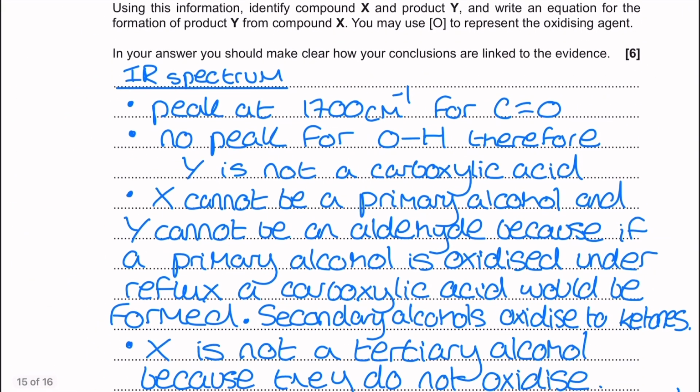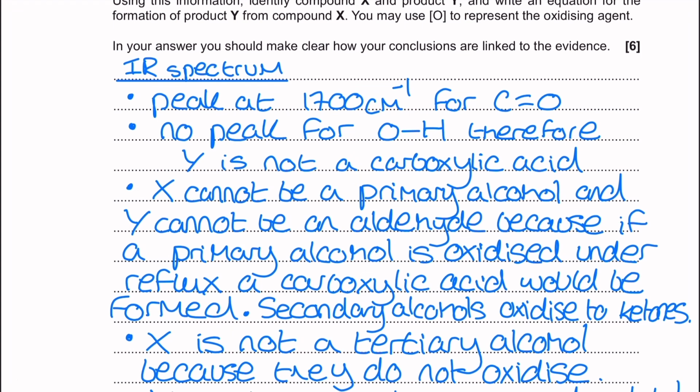So my full answer, here we go. From the infrared spectrum, I've got the peak at 1,700 reciprocal centimeters for the C double bond O, and I've got no peak for any OH. That's no OH alcohol and no OH carboxylic acid. So I know that Y here is definitely not a carboxylic acid, but it does have the C double bond O. So that kind of makes me think Y is either going to be an aldehyde or a ketone.